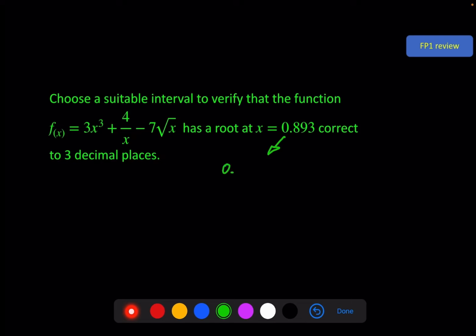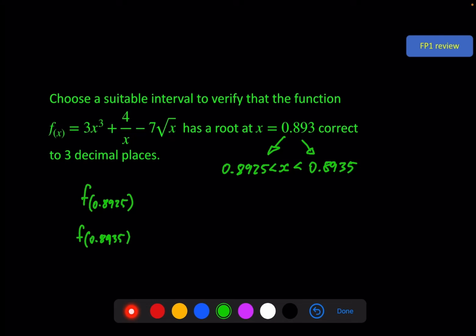The lower bound 0.8925 and the upper bound 0.8935. And if we can show that there is a root between these two, then we have verified that 0.893 to 3 decimal places is a root of this equation. So all we need to do is show that there's a change of sign when you evaluate f at 0.8925 and the function at 0.8935. And if there's a change of sign, then we have done what they requested.